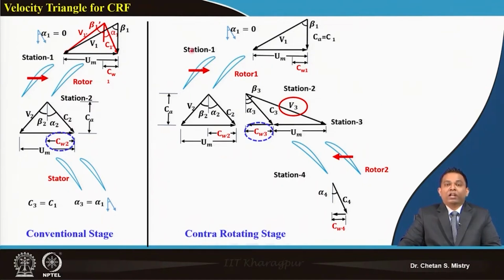because my rotor 1 acts similar to the rotor we have in a conventional stage. But what happens is that my second rotor rotates in the opposite direction. Say this is my rotational direction for rotor 2. The whirl component coming out from rotor 1 gets added up here, and this addition gives us benefit. So we are basically utilizing our whirl component.